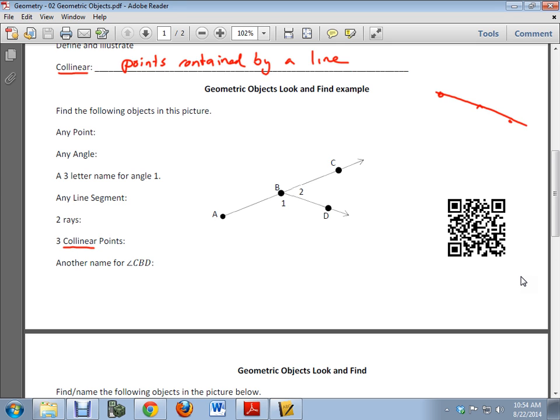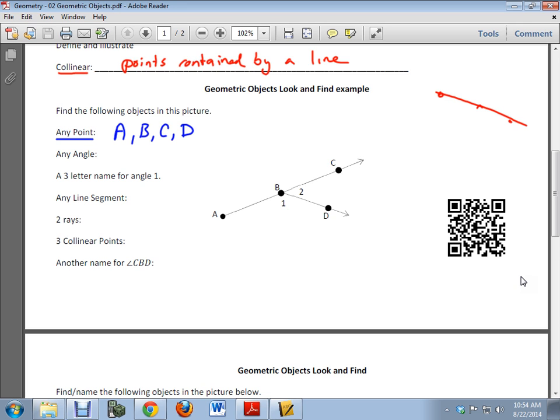Now, this geometric objects example has several things that have multiple answers that would be considered correct, and I will take any of them. So we're just going to go through these looking at this picture, and we are going to find a point. Any point. Well, there's lots of points on this picture. One point would be A, another point would be B, another point would be C, and another point would be D. You only have to write down one of these because it says to find any point.